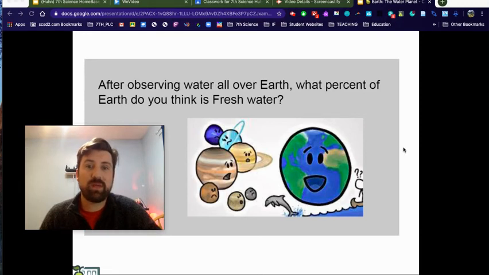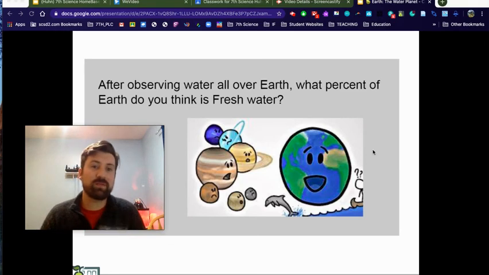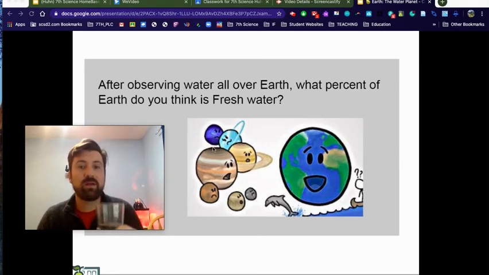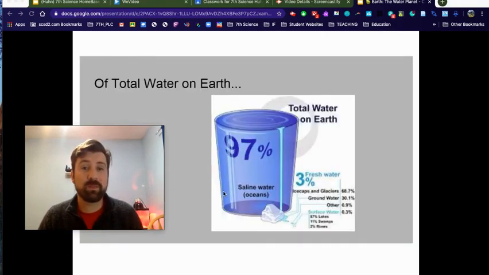So after looking at all this, you're probably like, there's plenty. There's so many different sources of fresh water out there. As you saw from my demonstration, the oceans are just so big. And most of our fresh water is constantly moving towards those oceans. So of all the water on Earth, 97% is salty in the ocean. That's what the 970 milliliters I showed you was.